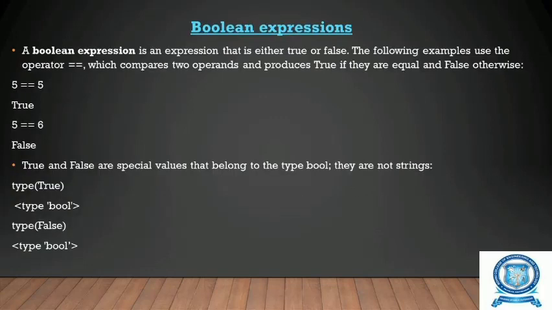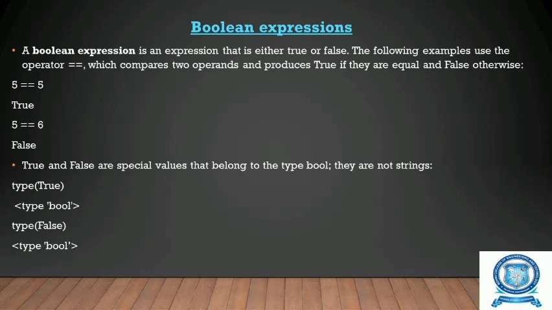Now let us see Boolean expressions. A Boolean expression is an expression that is either true or false. The following example uses the operator double equal to, which represents that both values, the right hand side and the left hand side, are equal. It compares the two operands and produces true if they are equal and false otherwise. If 5 double equal to 5, it will return true. If 5 double equal to 6, we will get false, because it compares the values on the right hand side and the left hand side.